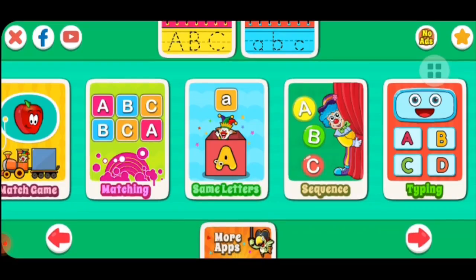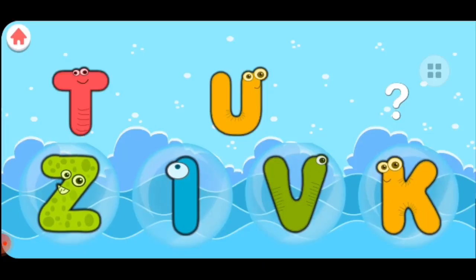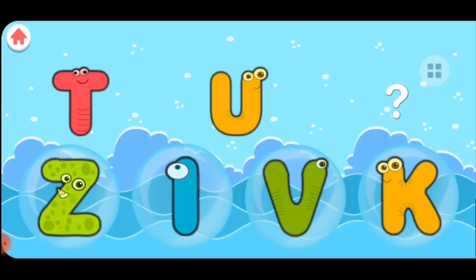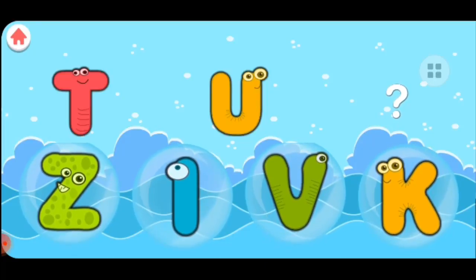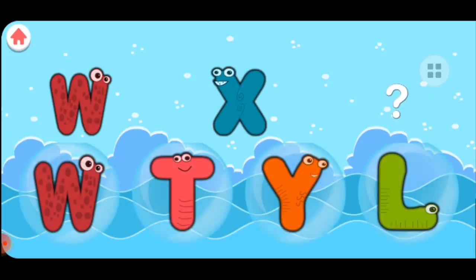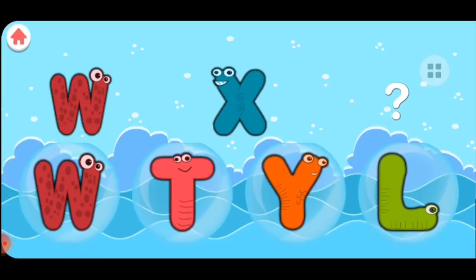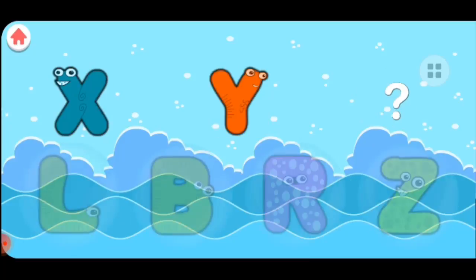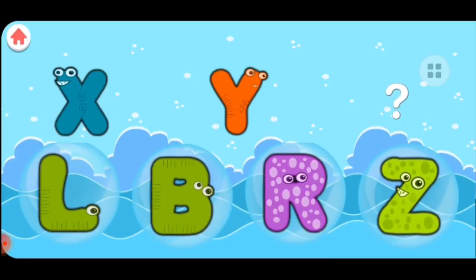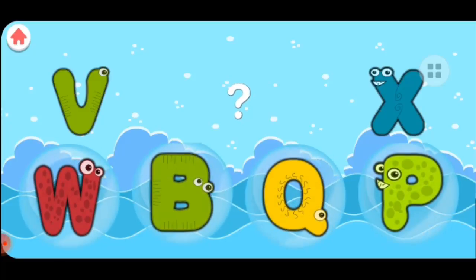The next is sequence. Complete the pattern. Sequence is completing the pattern. The player has to drag the suitable letter. For example, T, U, after U is V. Complete the pattern. W, X, after X is Y. Complete the pattern. After Y is Z. Complete the pattern. Okay, good.